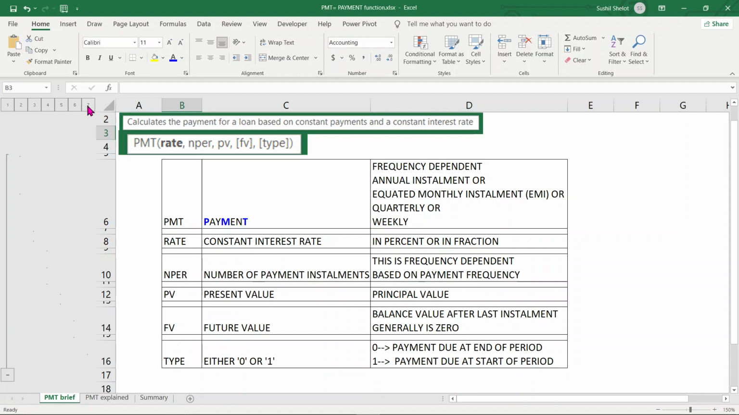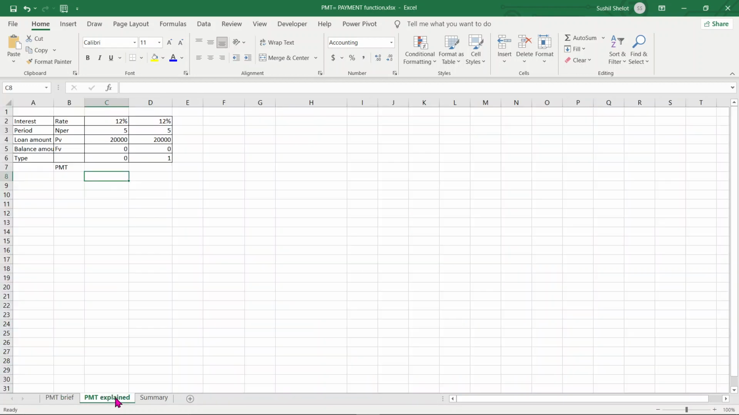So friends, with all these basics explained, all the terms and arguments required in this function are explained to you. Amongst these, the last two arguments, that is future value and the type, are optional. So let's get on to the explanation of the PMT.